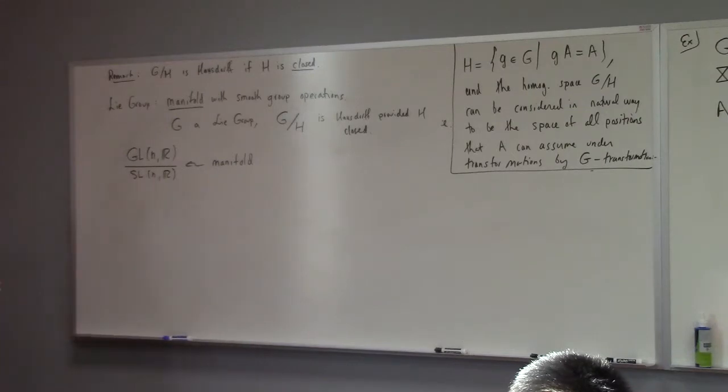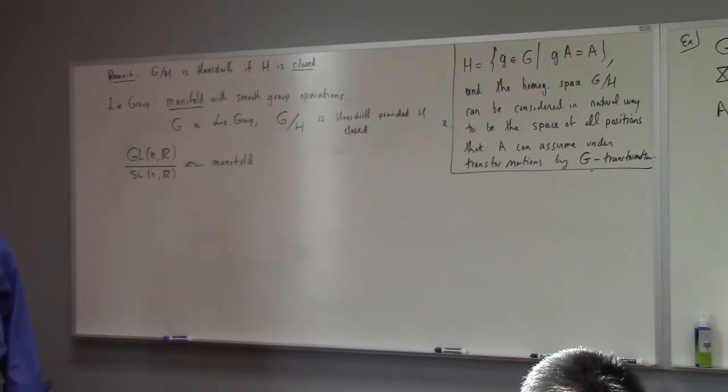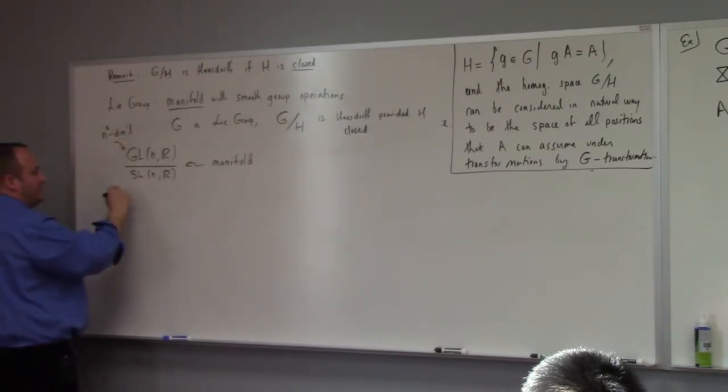What's the dimension of the manifold, though? What's the dimension of GLn? If you had an open subset of R3, what's the dimension of that set? It's the same, right? An open subset of R2 is two-dimensional. An open subset of Rn is n-dimensional. An open subset of n by n matrices is n squared dimensional. So this is n squared dimensional. What's the dimension of SLn?